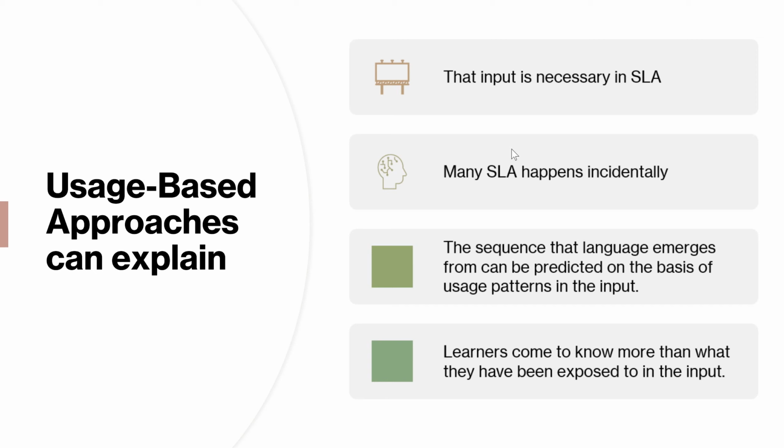Learners come to know more than what they have been exposed to in the input. The prototype is a good example of this. Learners who have never been exposed to the prototype of a category nevertheless classify it faster and more accurately than examples further from the central tendency and name it with the category label with great facility.